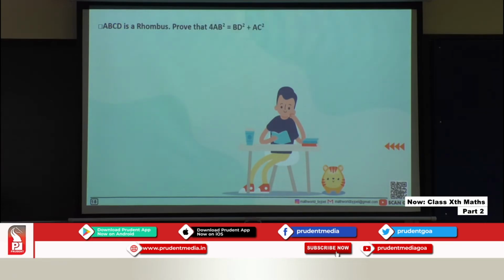Okay, so I have a quadrilateral ABCD, which is a rhombus. Prove that 4 times AB square is equal to BD square plus AC square. That is what we are asked to prove.